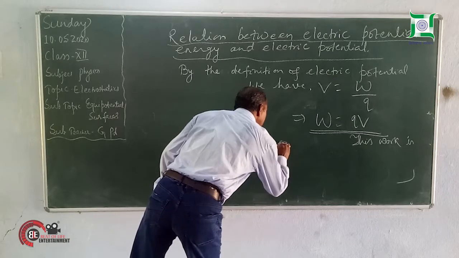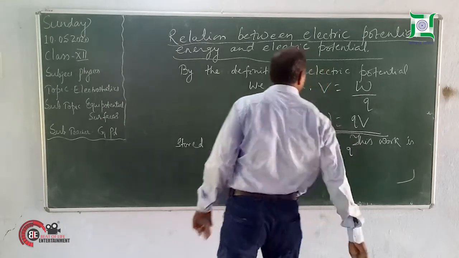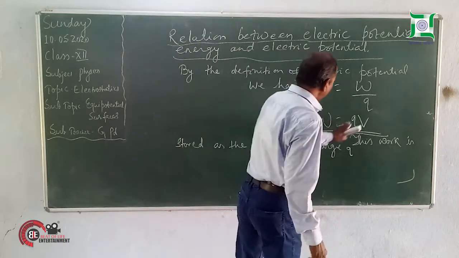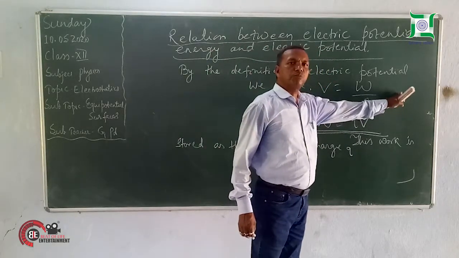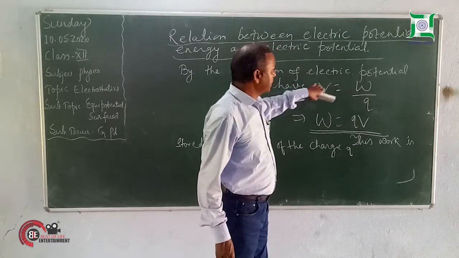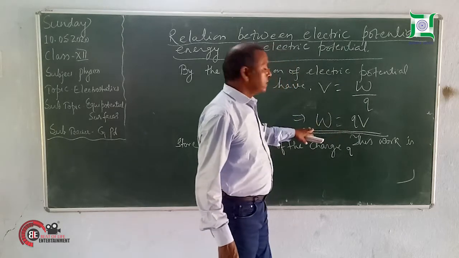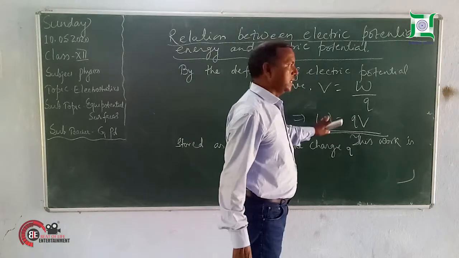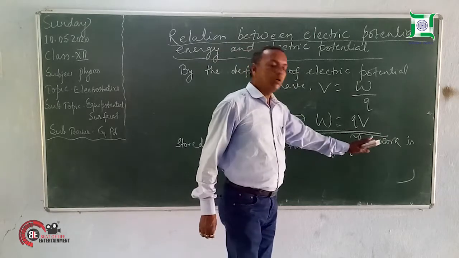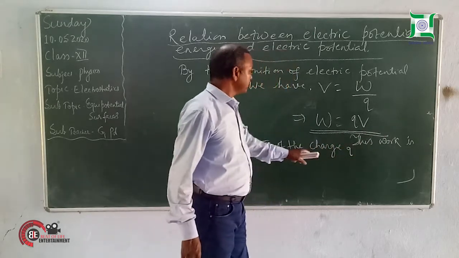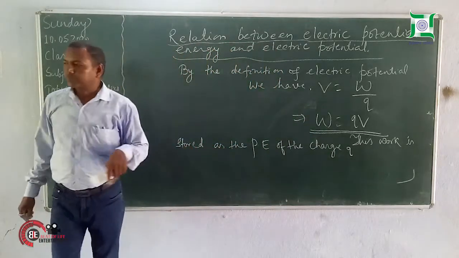Potential energy of the charge Q. It means the work done, the work done in bringing a unit positive charge from infinity to a point in an electric field, this work done is stored as electric potential energy of the charge Q.